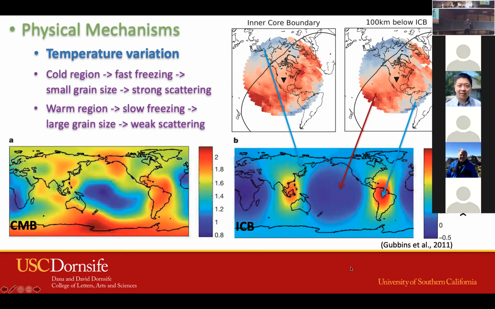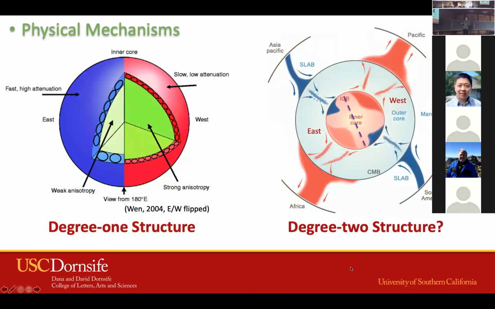So this is the most, I'm not sure, I don't want to tell you this is the only reason, but I think this is the best and the most straightforward reason for the distribution of the scattering within the inner core. Okay, so based on this one, we propose our model like this one.